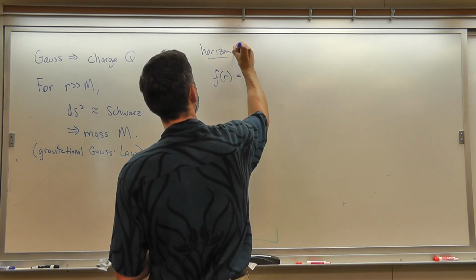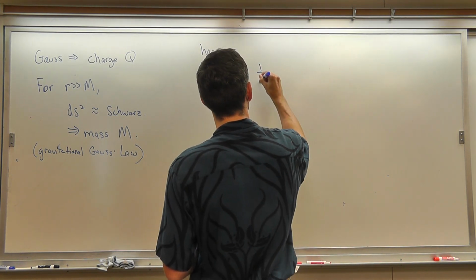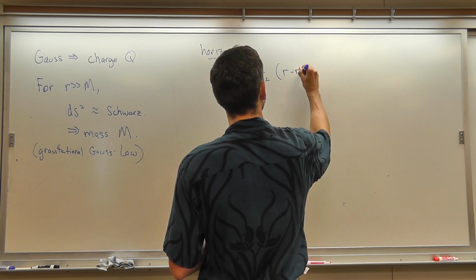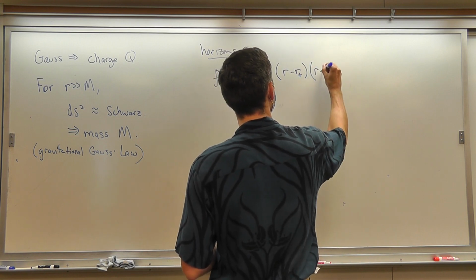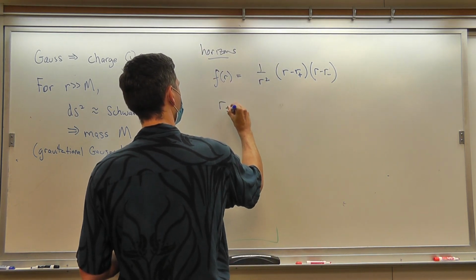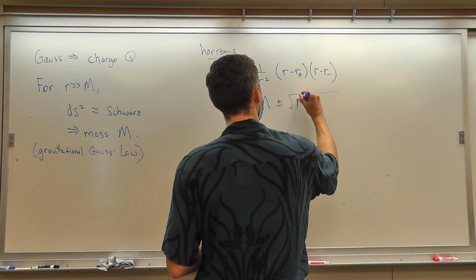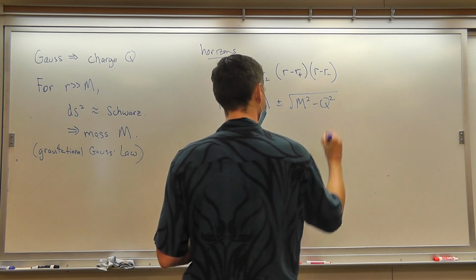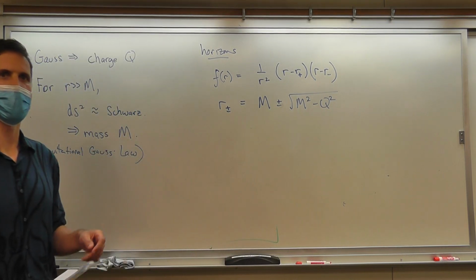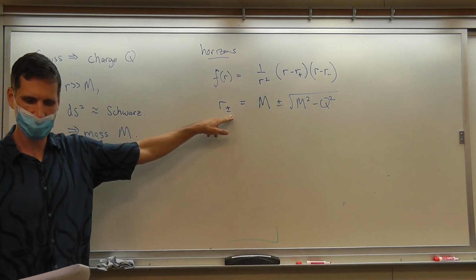So this spacetime has two horizons. To find them, we take that metric function f of r and factor it. It's 1 over r squared times (r minus r plus) times (r minus r minus), where r plus minus is equal to m plus or minus the square root of m squared minus q squared. So there are two horizons: an outer horizon, r plus, and an inner horizon, r minus.